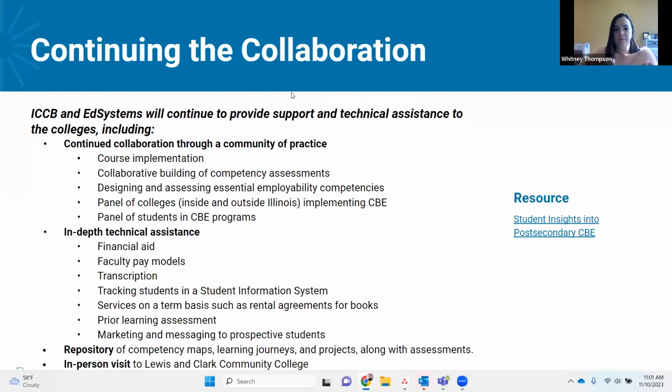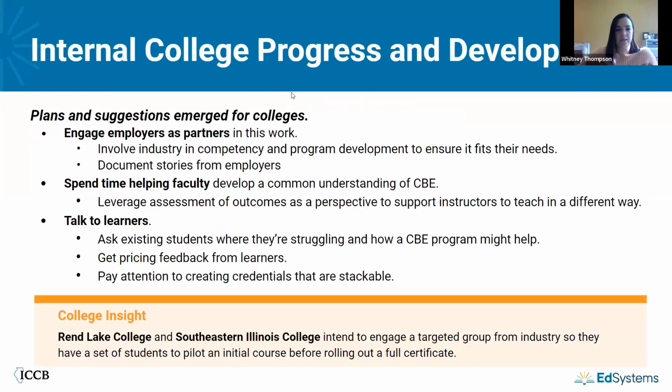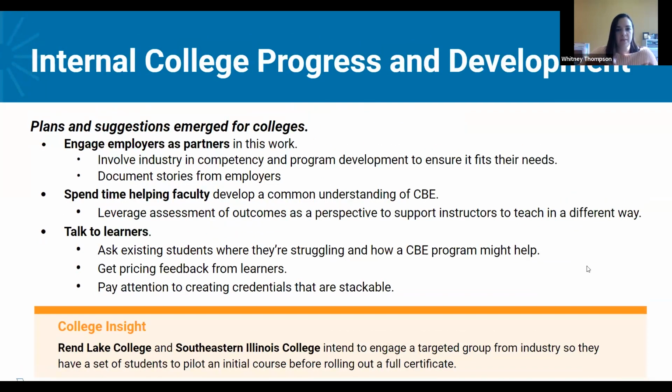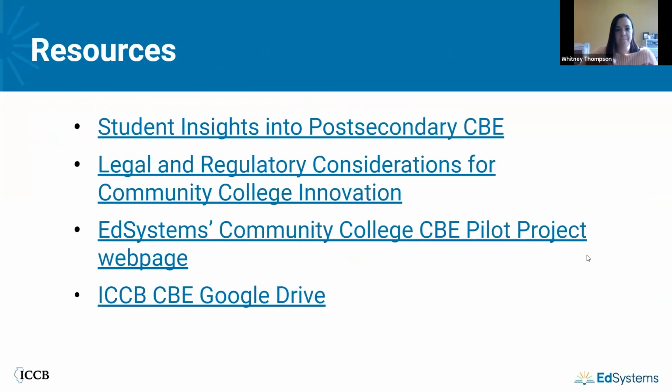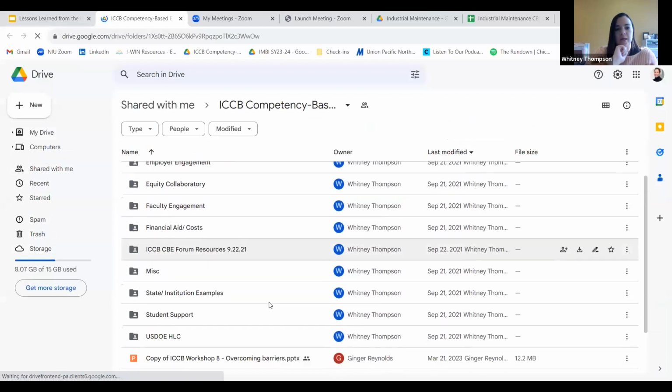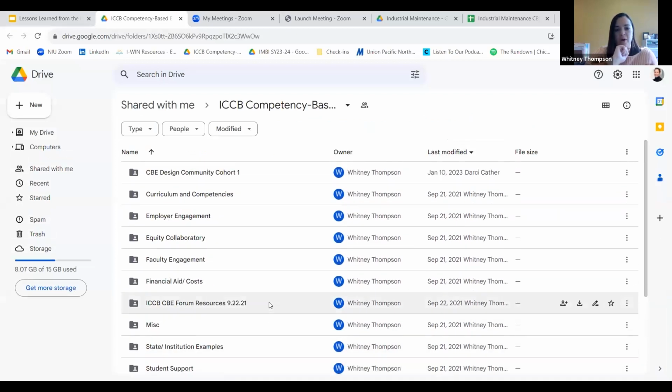And I think we have a slide on resources. I know a few people are asking for that. So I also want to point you to one more thing here. The last link is the ICCB CBE Google Drive. We have a number of recorded webinars and slides from previous design community meetings. There's a lot in here, and I probably need to get in there and do some organization and some adding, but there are some recordings.